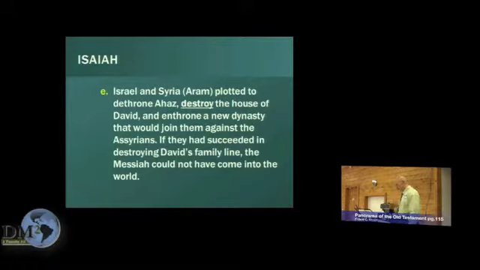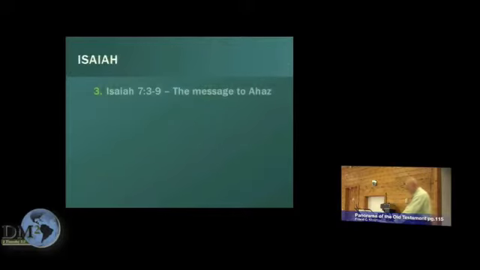"Because Aram with Ephraim and the son of Remaliah has planned evil against you, saying, let us go up against Judah and terrorize it, and make for ourselves a breach in its walls, and set up the son of Tabeel as king in the midst of it. Thus says the Lord God, it shall not stand, nor shall it come to pass. For the head of Aram is Damascus, and the head of Damascus is Rezin. Now within another 65 years Ephraim will be shattered, so that it is no longer a people. And the head of Ephraim is Samaria, and the head of Samaria is the son of Remaliah. If you will not believe, you surely shall not last." So the Lord is sending Isaiah there with a message.